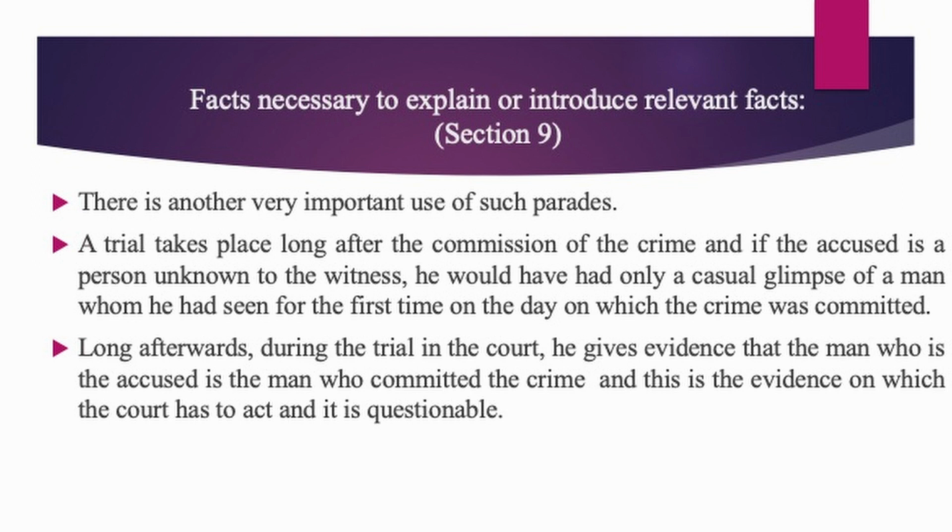There is a long time gap between the commission of the crime and the trial, and if the accused is a person unknown to the witness, a question would automatically arise as to how the witness is able to identify the accused in court as the man who committed the crime. He had seen the accused for the first time on the day on which the crime was committed, and that too had only a casual glimpse of him.